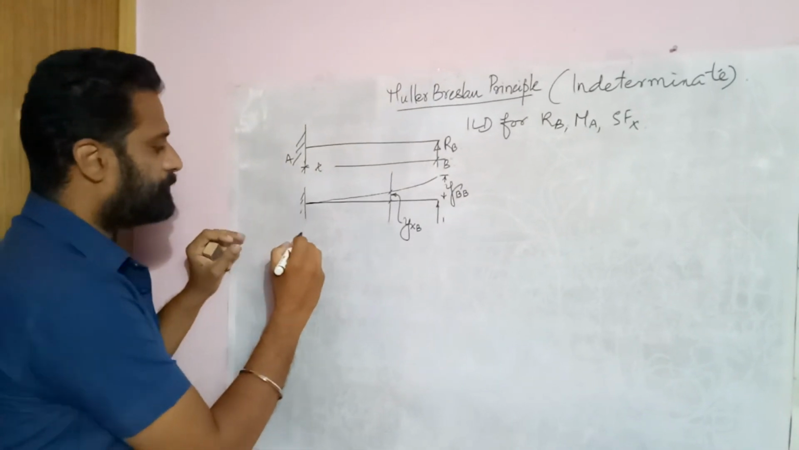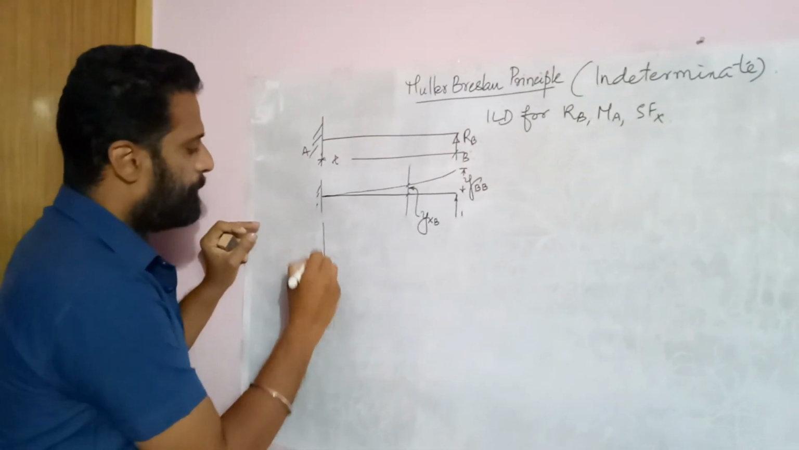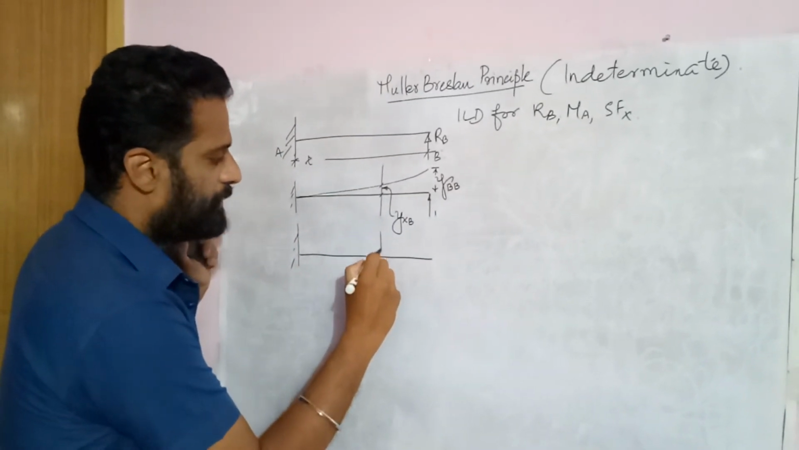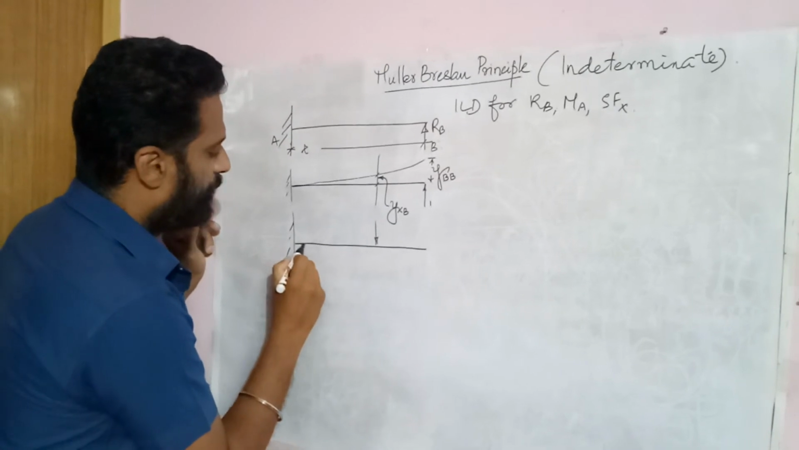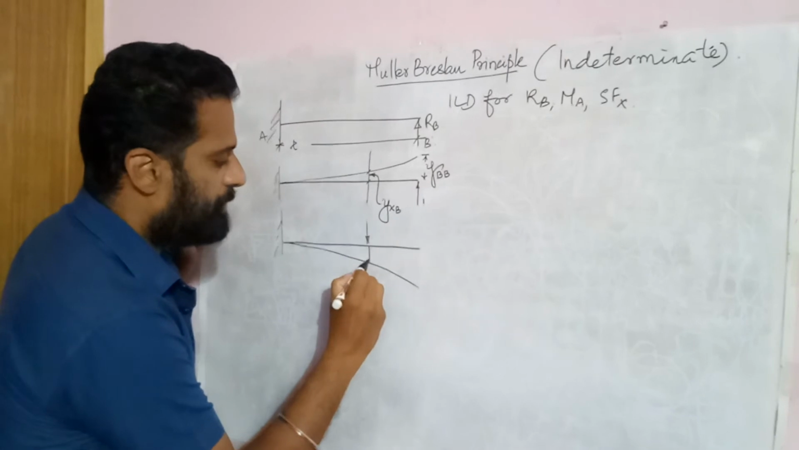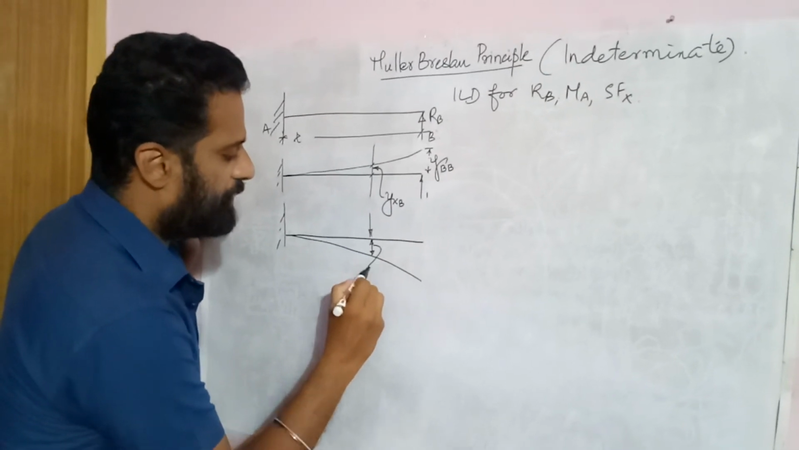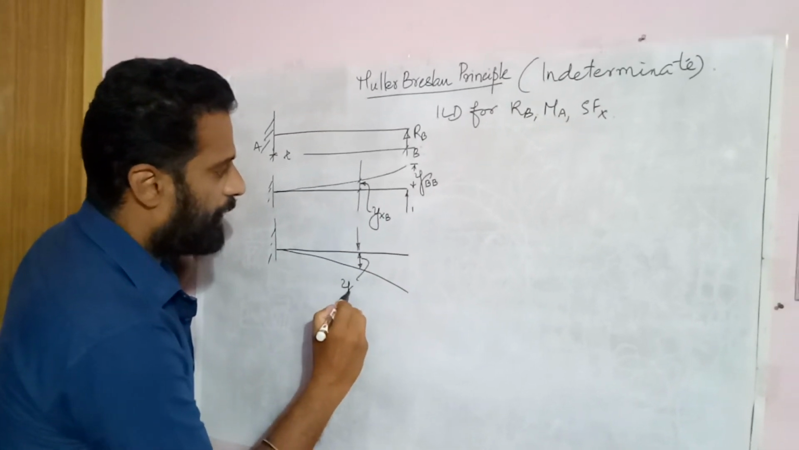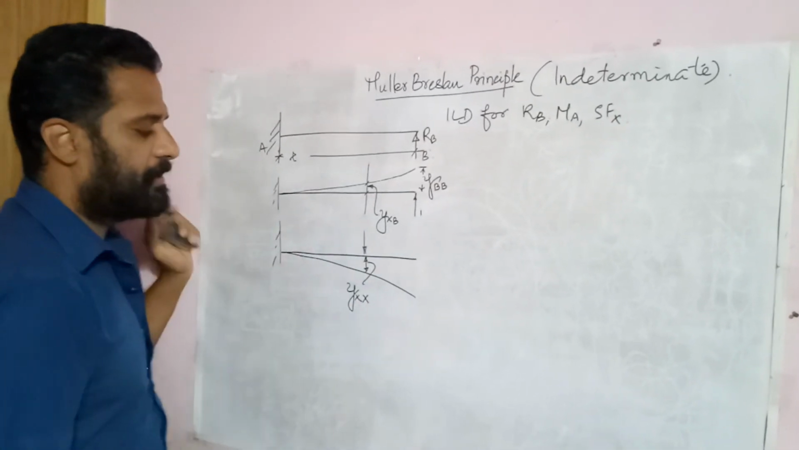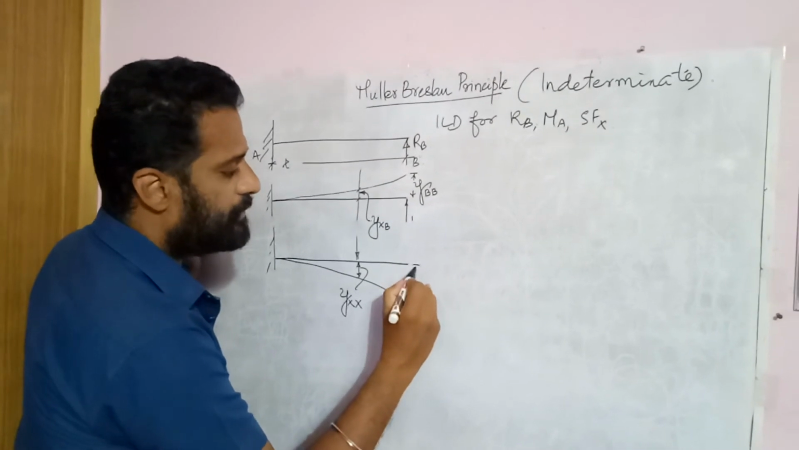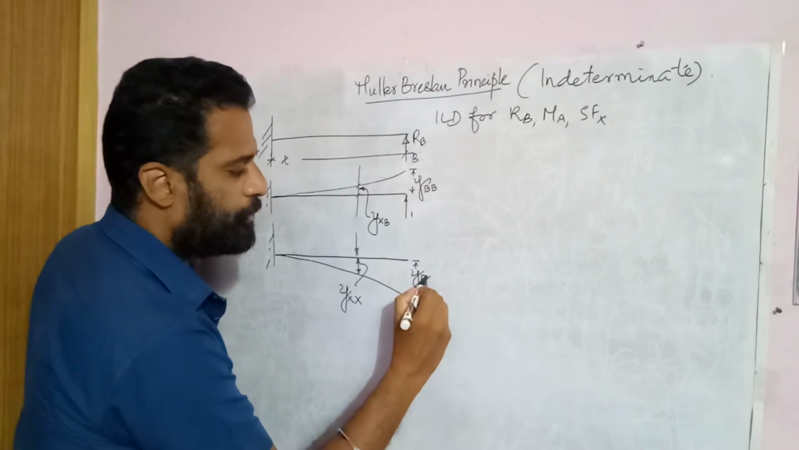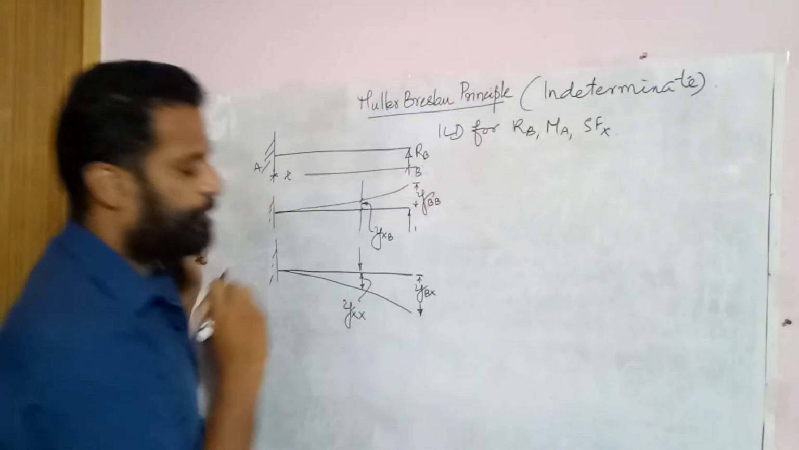Next, I'm applying the load at section X, and the profile will be like this. What will be this deflection? This deflection is YXX, the deflection at X due to unit load at X. And what will this intensity be? YBX, the deflection at B due to unit load at X.